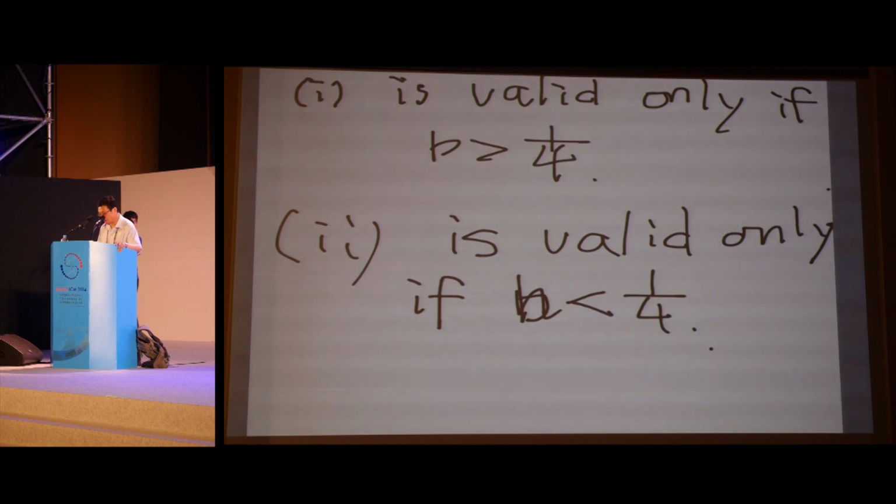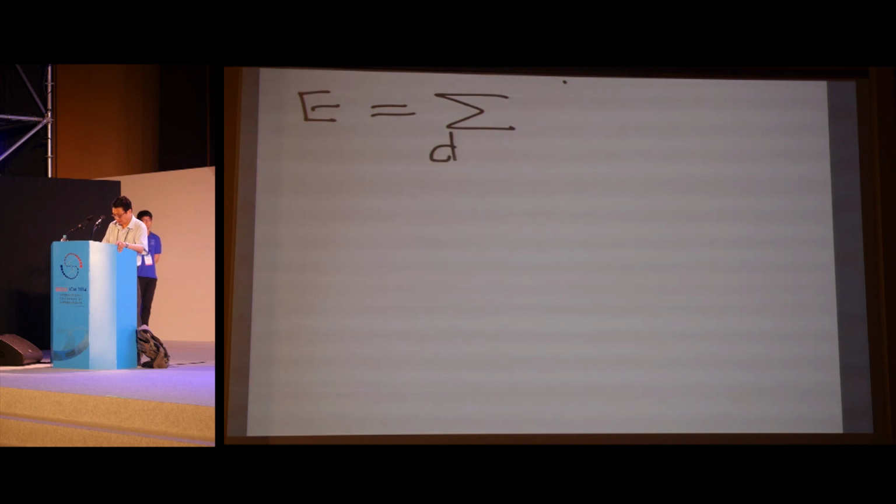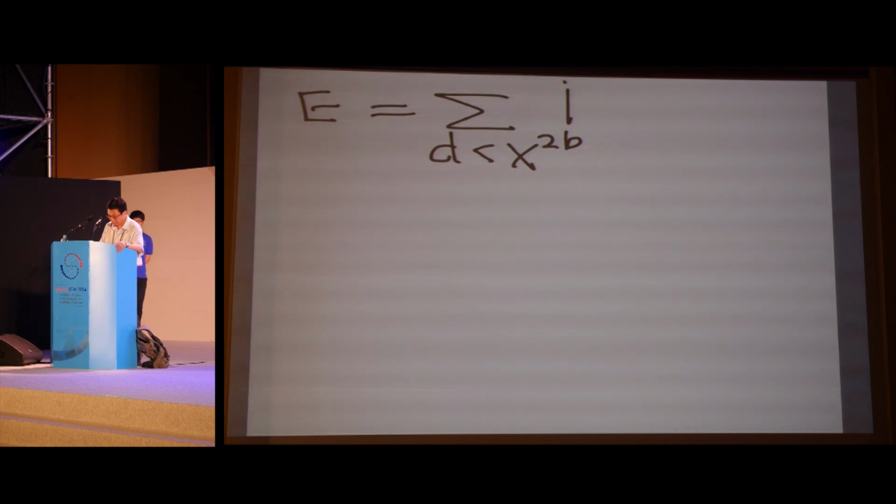And so here, let me just give a general form of B. The E takes the form like this, where D is less than x to the 2b. If B is greater than 1/4, then 2b is greater than 1/2. This value is crucial.